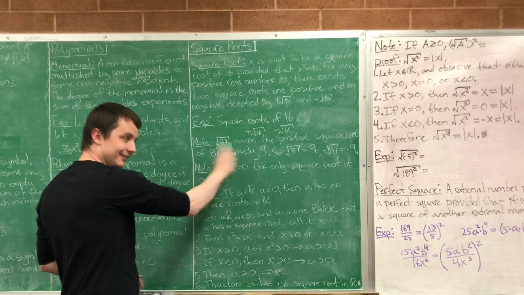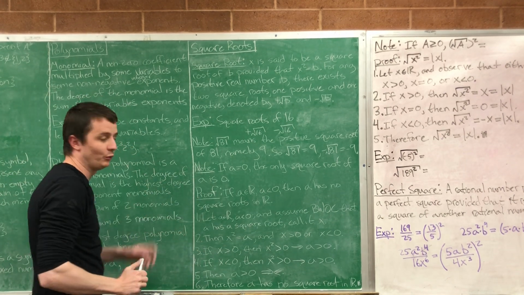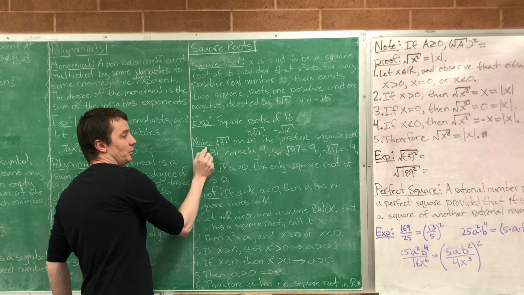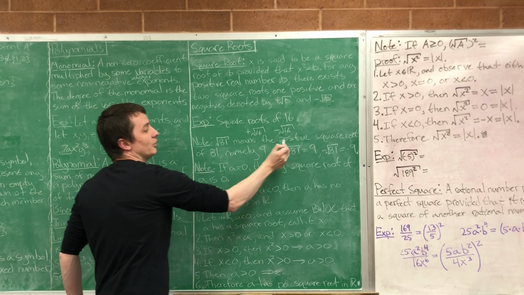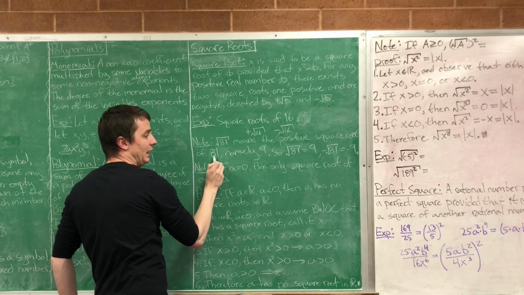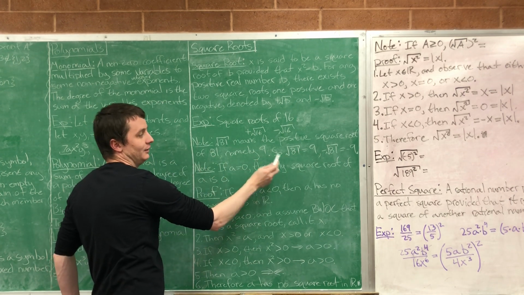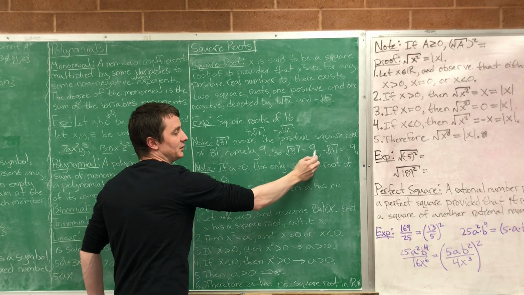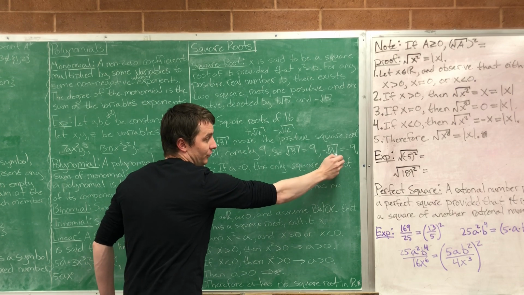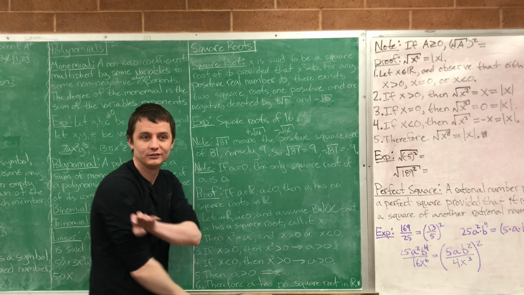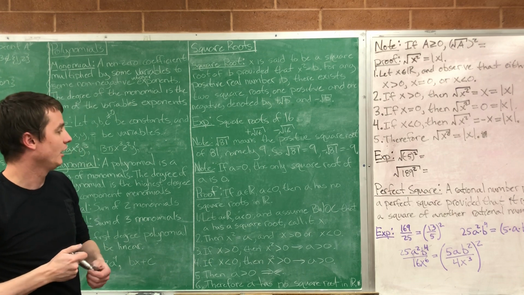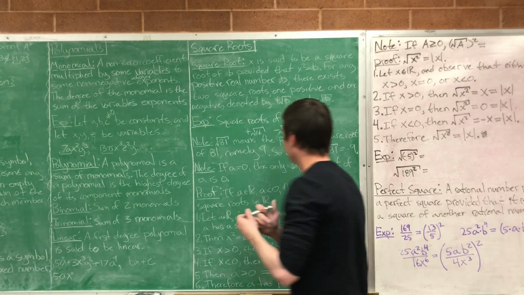Emphasizing the point once again, this time with 81. Square root of 81 means the positive square root of 81, namely 9. So square root of 81 is equal to 9. Negative square root of 81 is equal to negative 9. I think we got that.